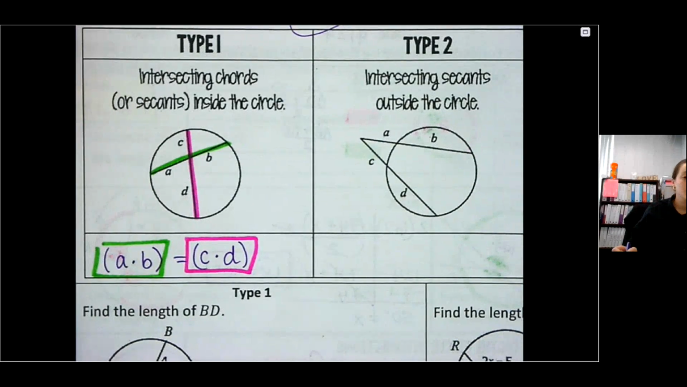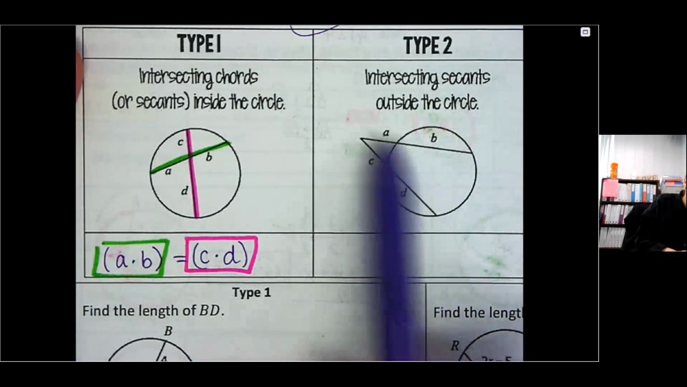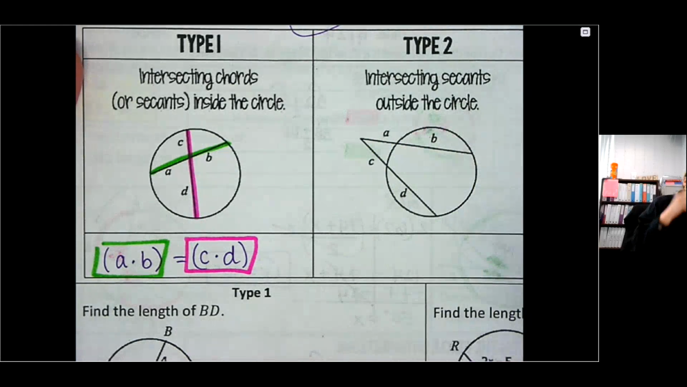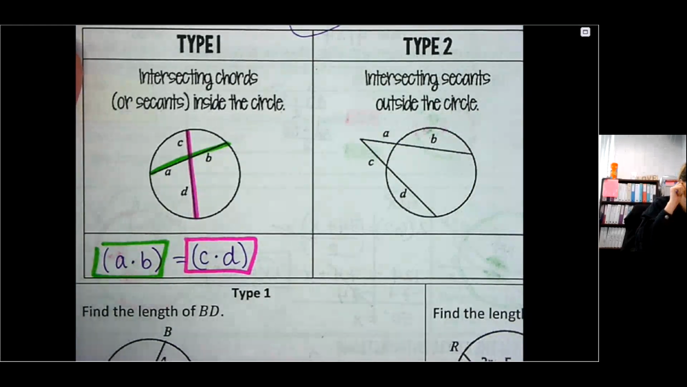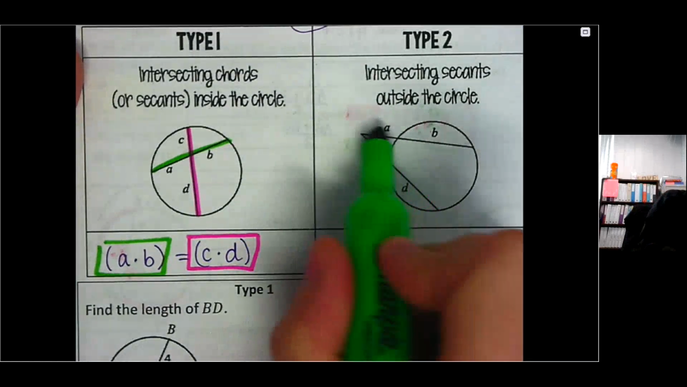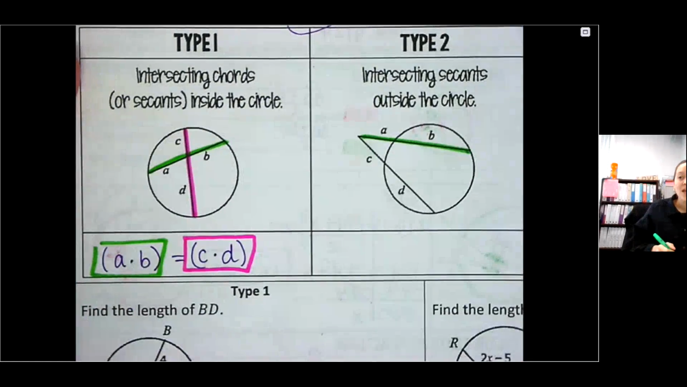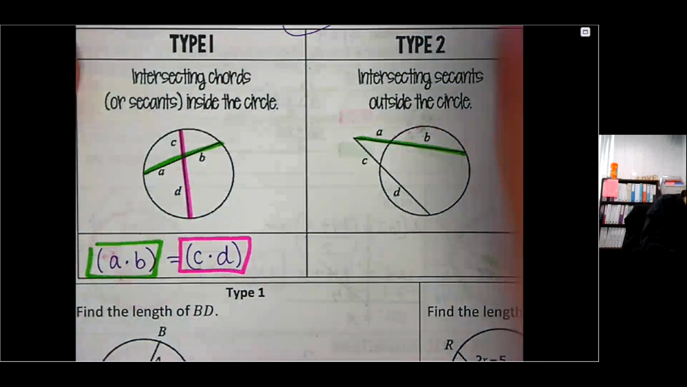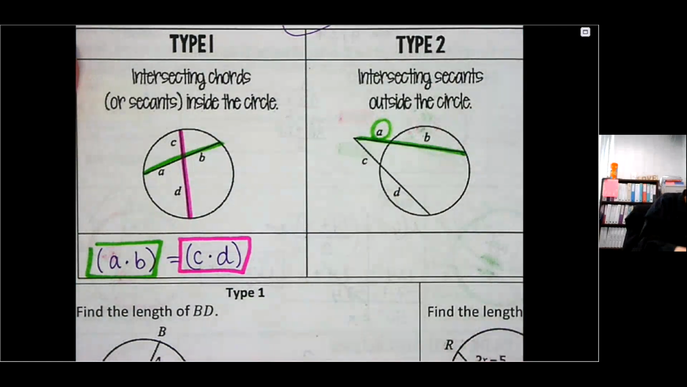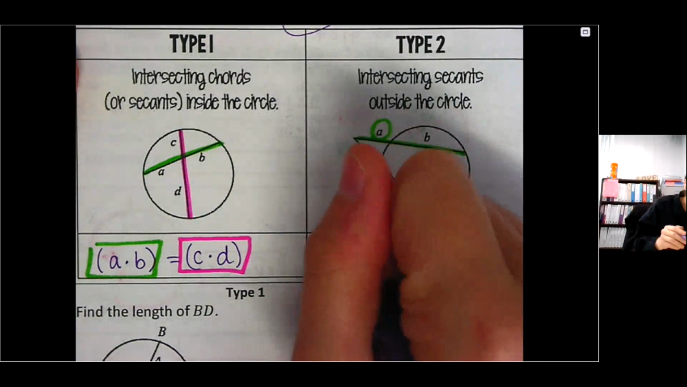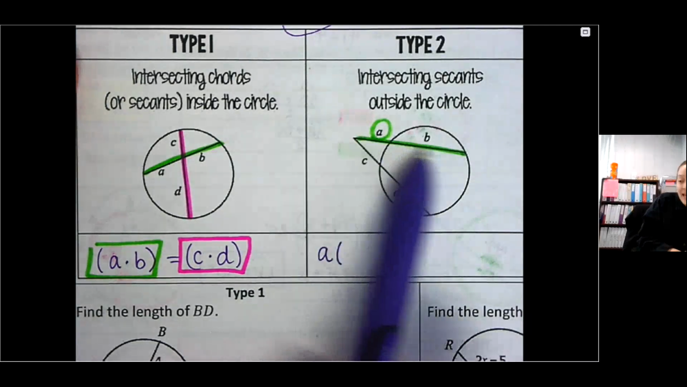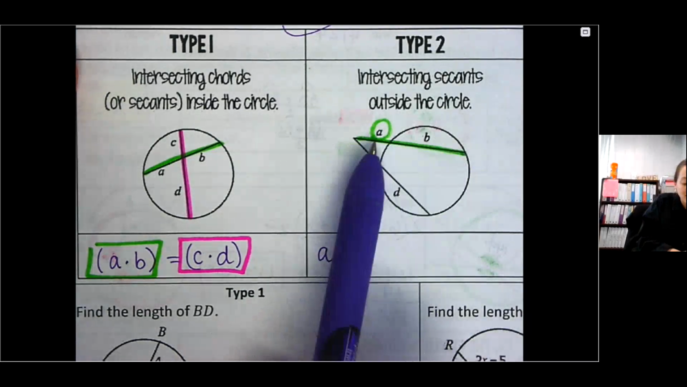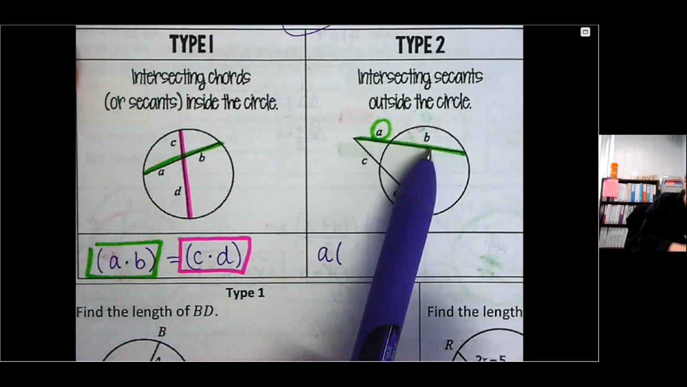In number 2, you've got intersecting secants outside the circle. So it almost kind of looks like a party hat here. And the equation for this one is outside times the whole. So what that means is this. When you take your first segment, here's segment AB, the number on the outside would be the A value. So you'd take A and then you'd multiply it times this full length. And this full length is these two pieces added together.